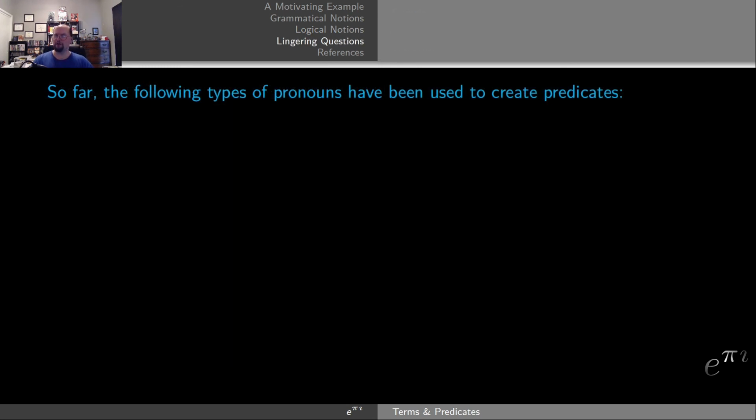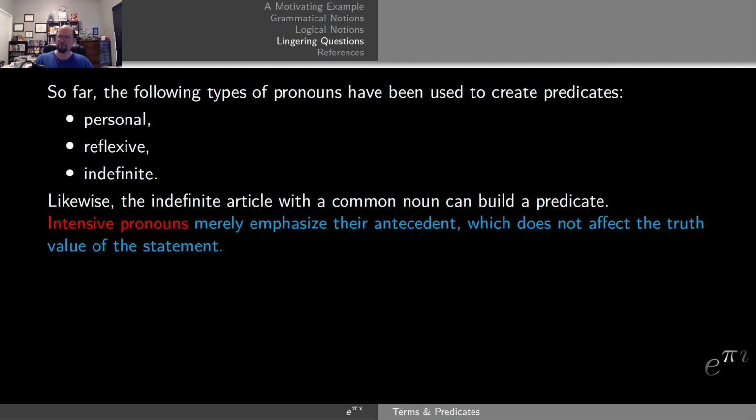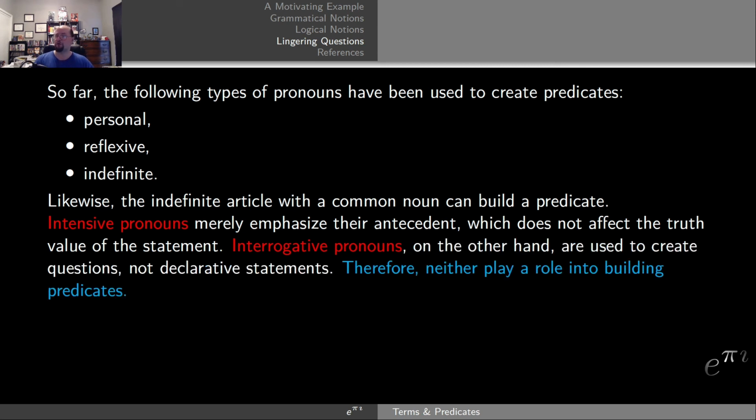So far, the following types of pronouns have been used to create predicates. You have personal pronouns, you have reflexive pronouns, and you have indefinite pronouns. Likewise, the indefinite article with a common noun can build a predicate as well. Intensive pronouns merely emphasize their antecedent, which does not affect the truth value of the statement. Interrogative pronouns, on the other hand, are used to create questions, not declarative statements. Therefore, neither plays a role in building predicates.